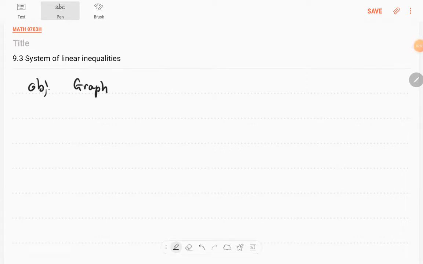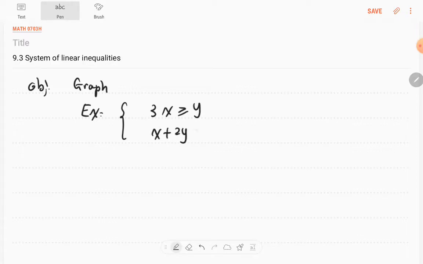Another topic that will be covered in your test 4 is 9.3, the system of linear inequalities. Remember in section 3.6, we talked about how to graph a linear inequality. This time we will talk about the system of linear inequalities. So let's check how we can graph if we have more than one linear inequality. Let's see if we have this system of inequalities.